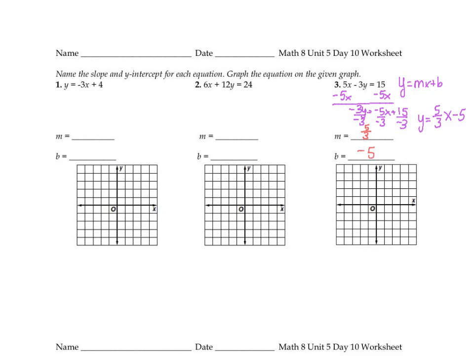So now I can name my slope, which would be 5/3, and my y-intercept, the number by itself, which is negative 5. Now to graph that, we're going to plot a point at negative 5 on the y-axis, because it's the y-intercept.